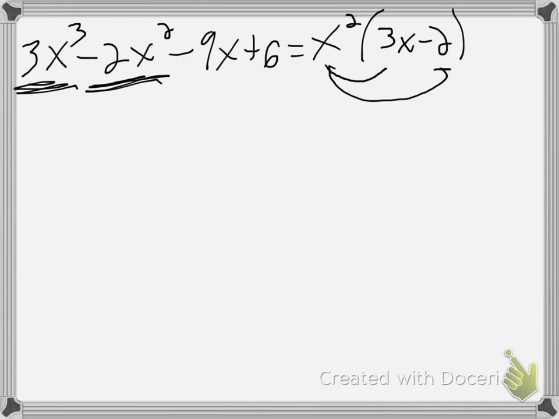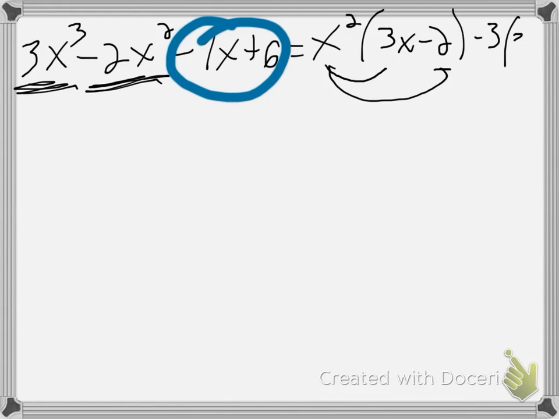And then for the rest of your equation here, you are going to want to write that as minus 3, parentheses, 3x minus 2. And the reason for that is, well, negative 3 times 3x gives you negative 9x right here. And negative 3 times negative 2 gives you a positive 6.